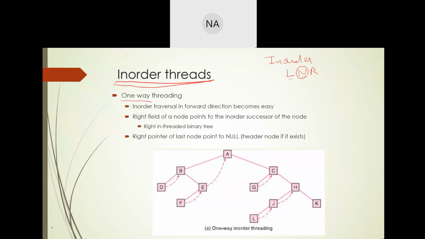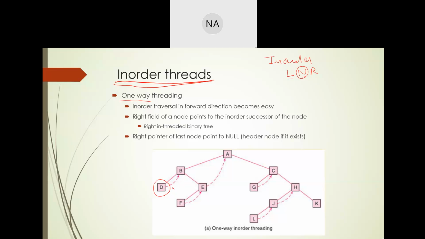So what happens in the in-order threads when you use them? If there is an empty right pointer in a node, for example, see this node D. Node D is a leaf node, so both the left subtree and the right subtree of node D are empty. The left pointer points to null, and the right pointer also points to null. Here you can see that this dotted line shows the right pointer of node D, and it points to node B.